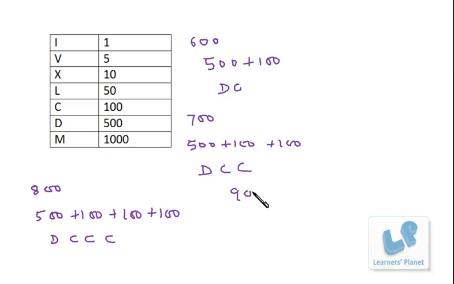Now further, there's a twist. How do we write 900? We cannot use C four times consecutively. So what we can do is, we can deduct 100 from 1000. So 1000 minus 100. Now how do we do that? If I write the C before M, we will be getting 900. Okay. So it's C before M. Okay. So CM is 900. Okay. And the remaining numbers you can write as we are writing so far.